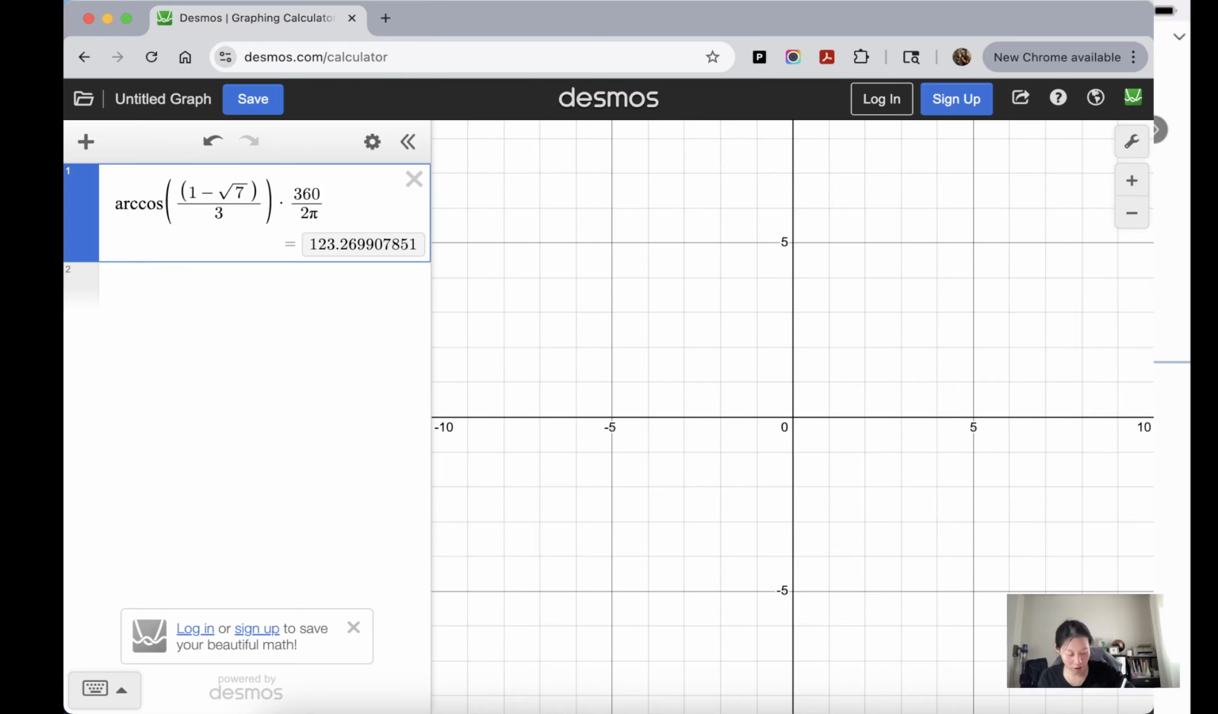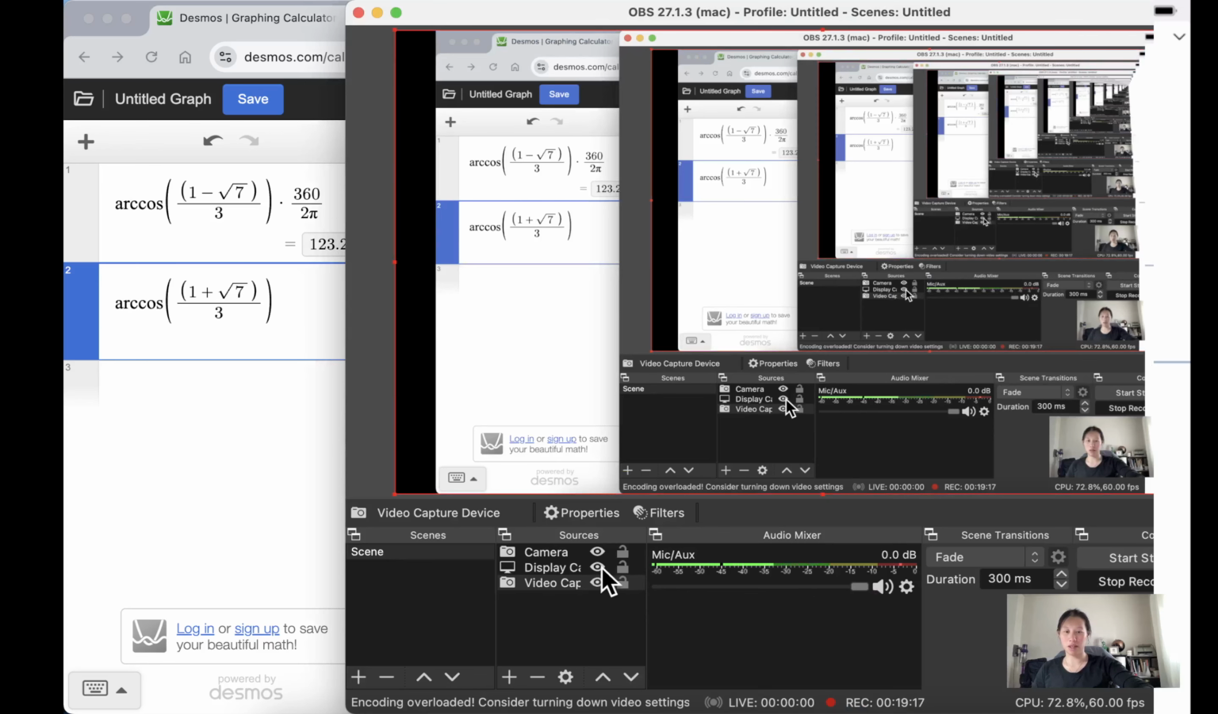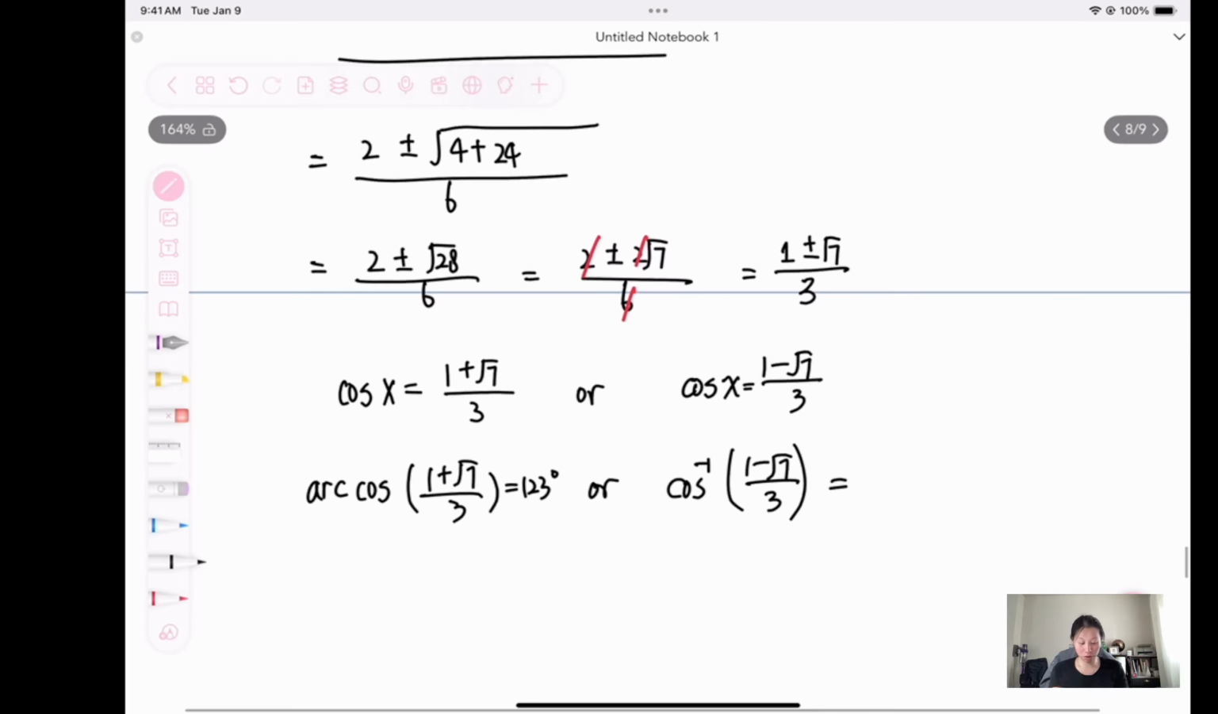I'm going to write this down, 123. Just use the whole number. Don't worry about the decimal rounding. Okay, the second one is when this guy here becomes add. Well, it's undefined, so that means it's beyond 1. It's above 1, so that means it's undefined. So now we have two answers. The first one gives us 123 degrees. The second one is undefined.